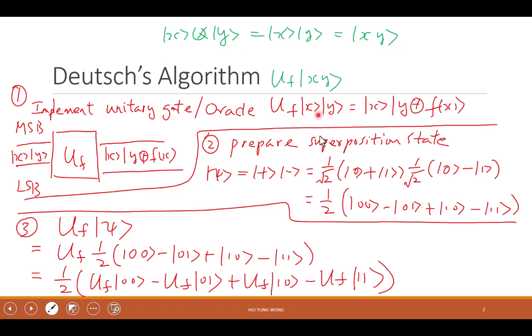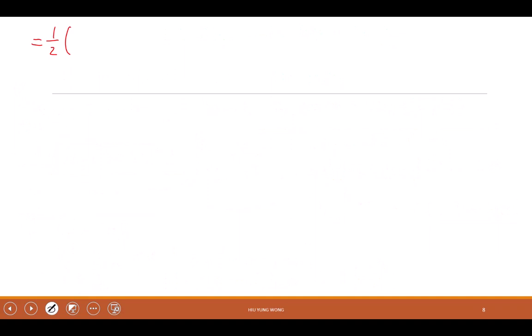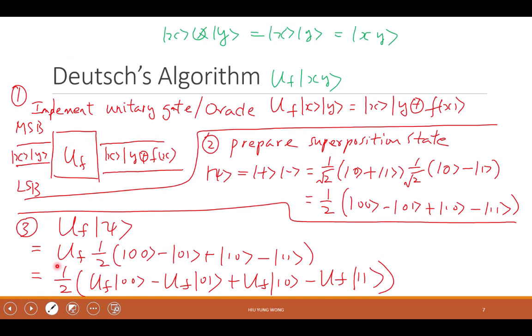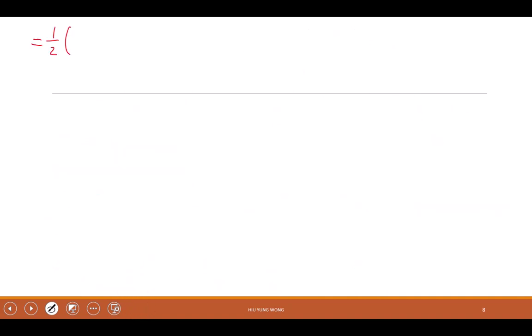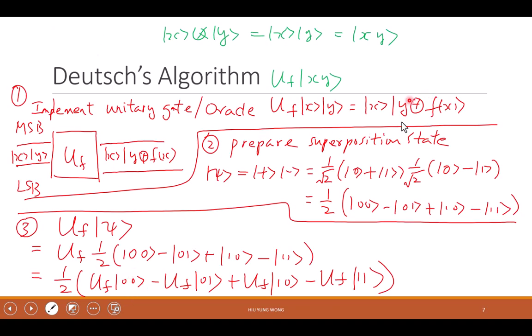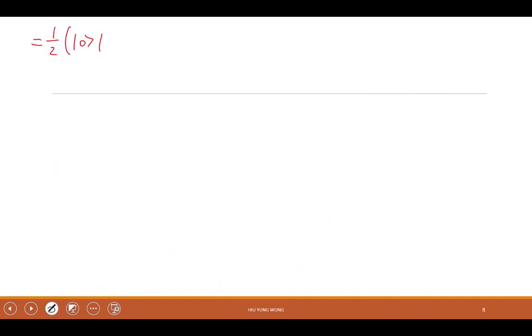So when you apply it, what happens? The first one doesn't change. The second one changes to this, right? Let me write it clearly. It was UF applied to 0, 0. Okay? So it becomes 0, because the first one is X, it doesn't change. The second one is Y exclusive or F of X. Y is 0, exclusive or F of X, but X is 0. That's what I have in the first term. Any questions? Does it make sense?